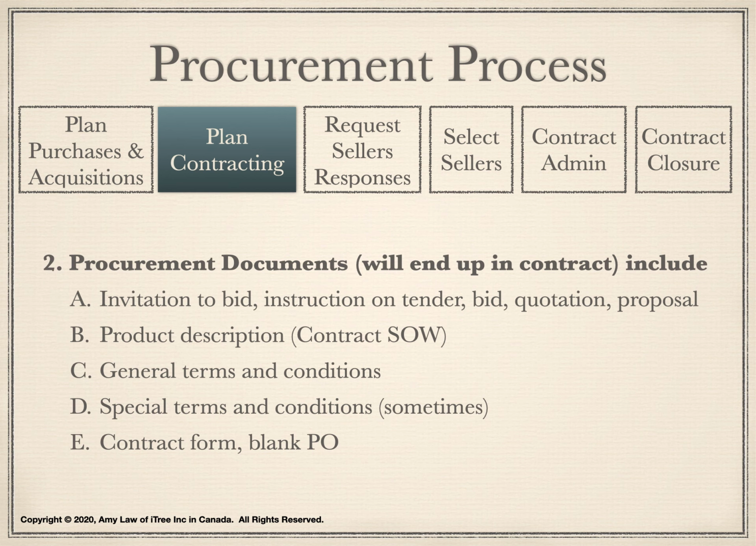Procurement documents will eventually end up in a contract. They include an invitation to bid, which is an instruction for tender, bid, quotation, and proposal. They also include a product description, as in a contract statement of work, and general terms and conditions. In some cases, they include special terms and conditions. Last but not least, they include a contract form such as a blank purchase order.